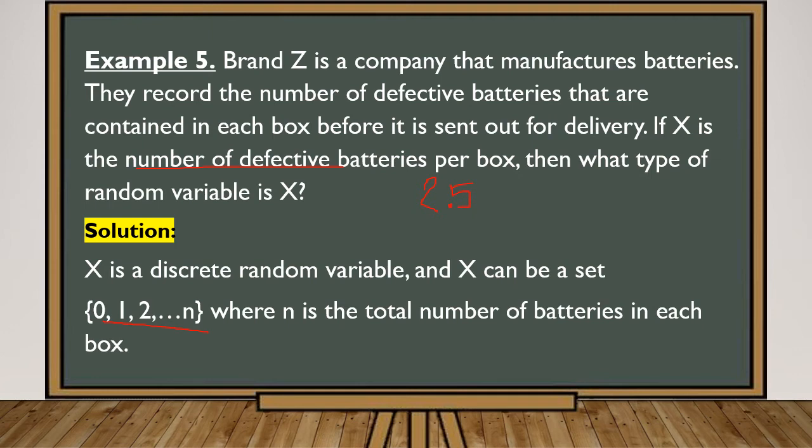We do not have the number of defective batteries as 2 and 5 tenths. It cannot take values between two numbers, so this is between 2 and 3. The number of defective batteries cannot be 2.5 because we do not have a 0.5 defective battery. So it can only take whole numbers or countable numbers.